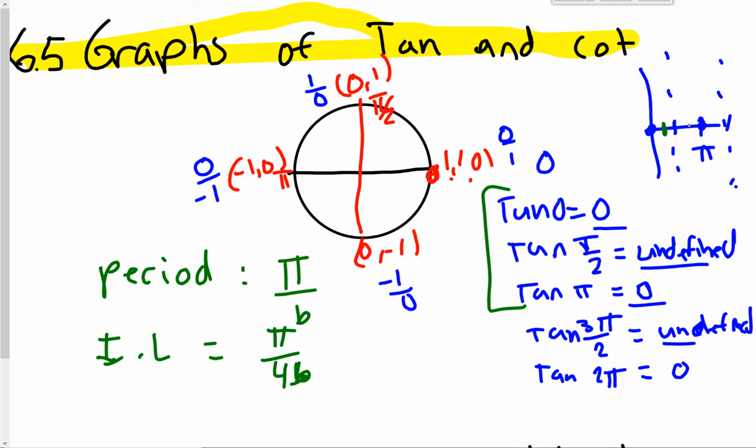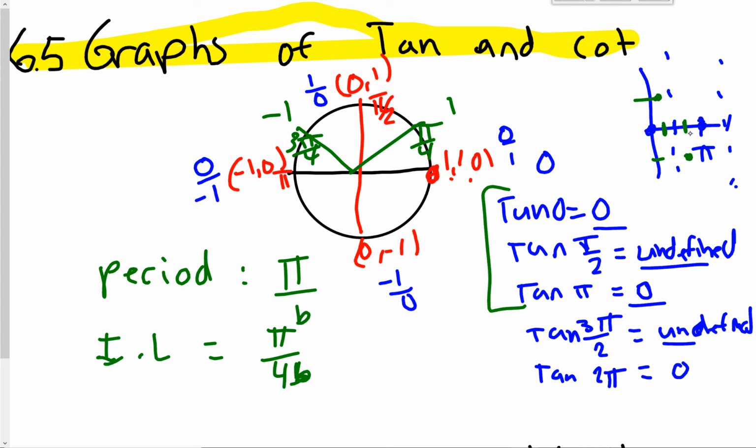Well, what's happening in between here? That's at 1/4 pi, and we know tangent for that is just 1, and 3/4 pi, that's just a negative 1. So those are a little easy. If we go 1/4, we're at 1, and at 3/4, we're at negative 1. So what's happening in between here?